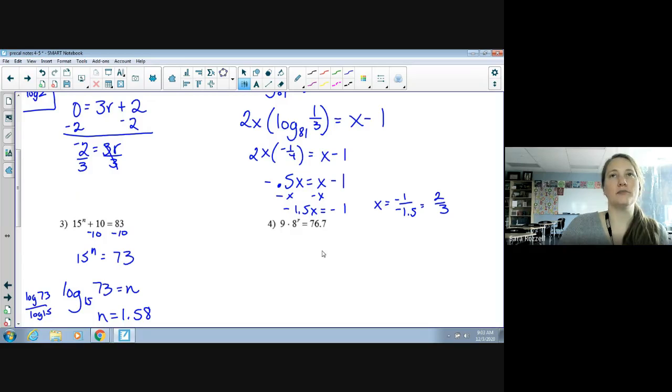Number 4 is very similar to number 3, except we have 9 times. How do you think we're going to get rid of this 9? What do we need to do first? We need to divide by 9, right, on both sides. So we'll divide by 9 first. It'll go away. And 76.7 divided by 9 is 8.52, repeating 2, 2, 2, 2, 2.